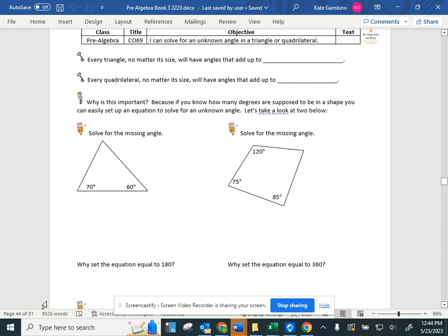Good afternoon. Today we are doing our second to last objective in this unit. It is CO69. I can solve for an unknown angle in a triangle or a quadrilateral. How many sides does a triangle have? How many sides does a quadrilateral have? 4. Tri means 3, quad means 4.